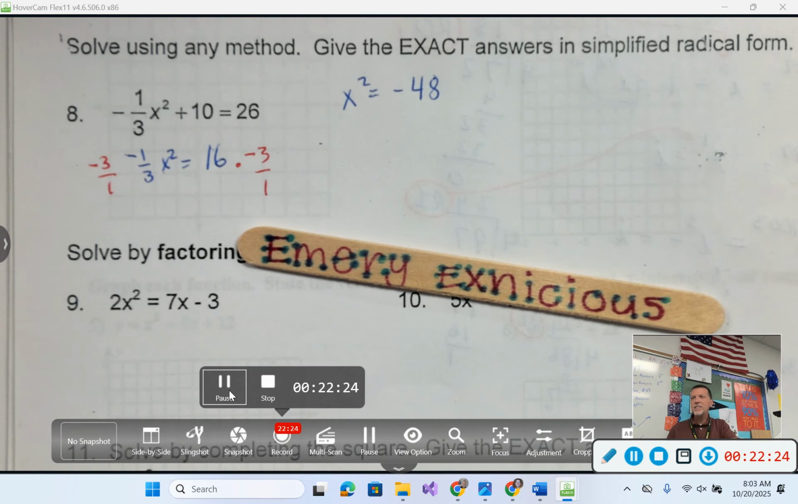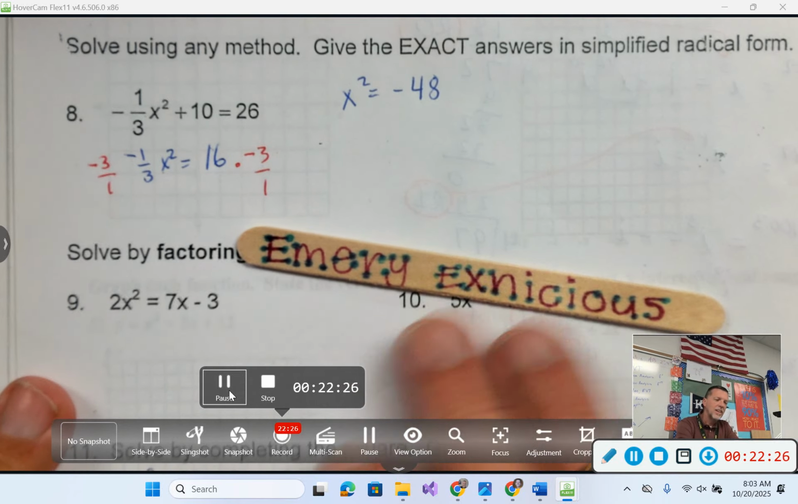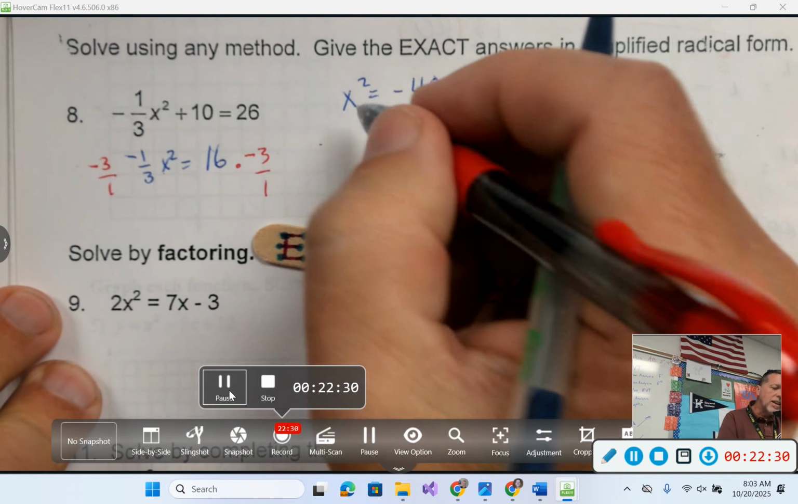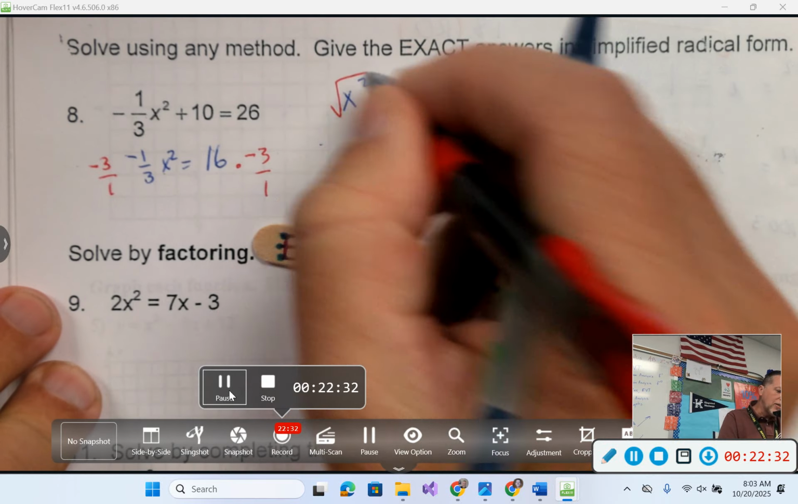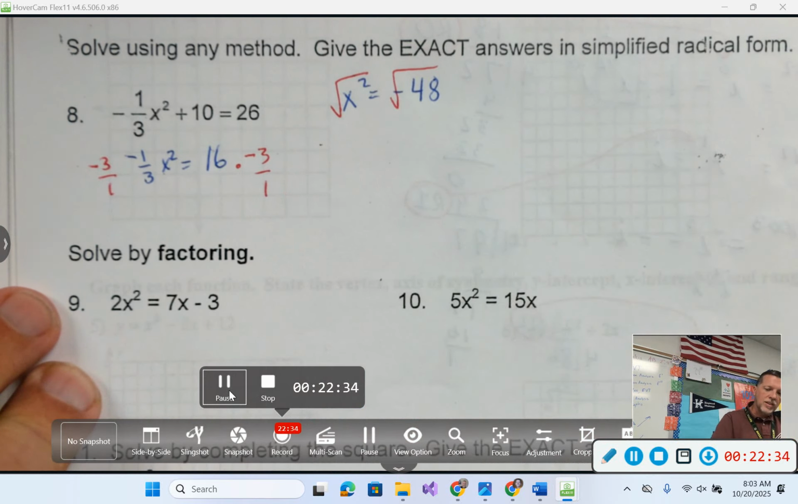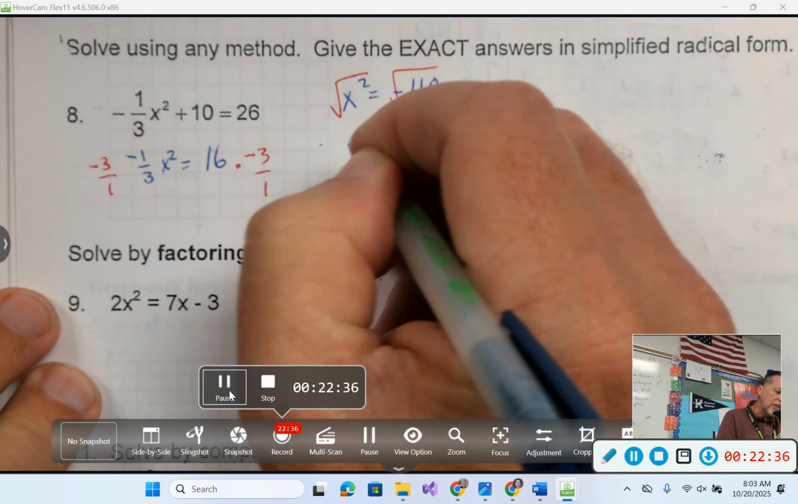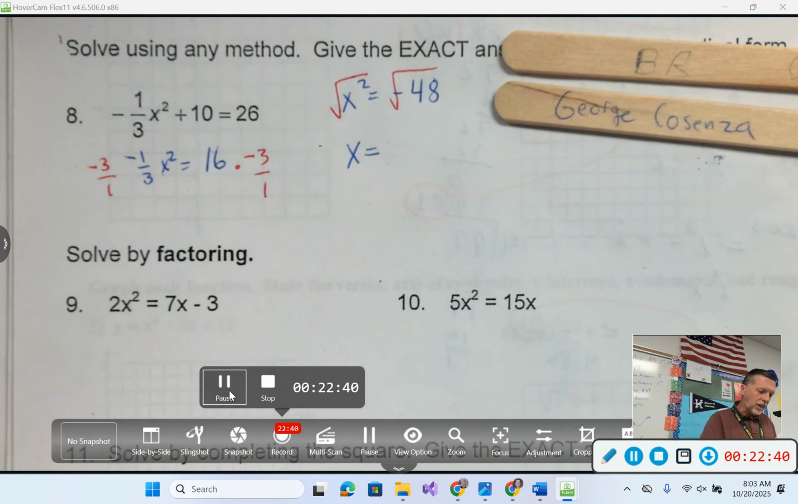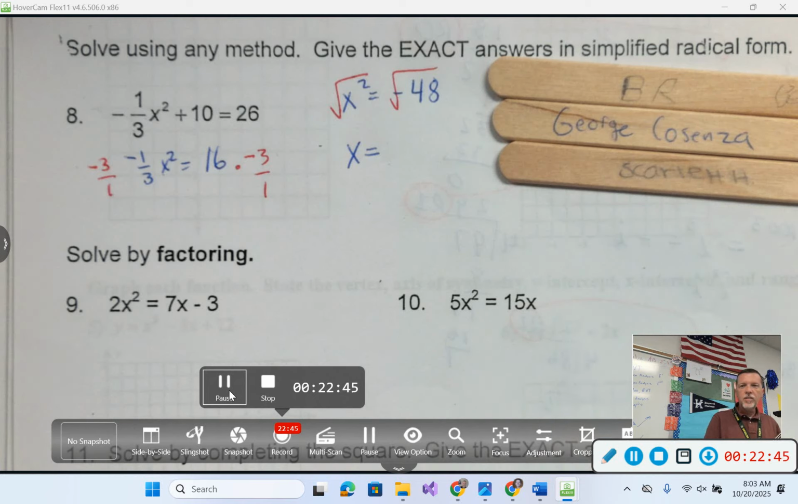Emery, what do you want to do next? You get the square root. Wait, no, that's right. Okay. To get x by itself, we would square root both sides. Now, there's a lot of stuff left on the right-hand side to think about. I'd say there's at least 3 things to think about. See if Ben, George, and Scarlett can come up with those 3 things.